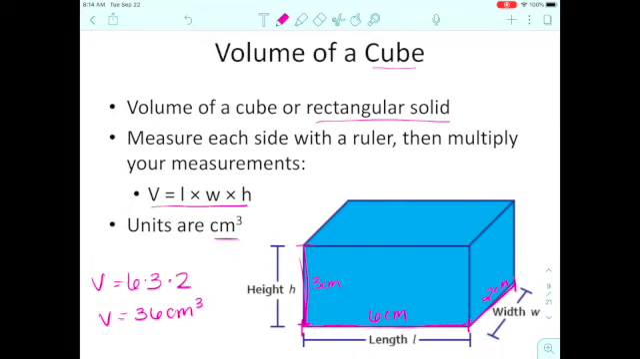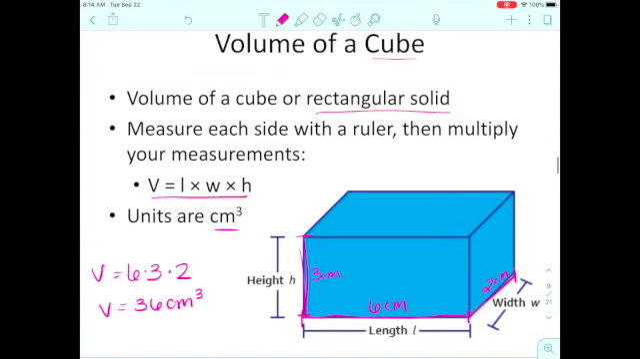So like I said, for a solid, we typically use centimeters cubed. And the reason it's centimeters cubed is because each side is measured in centimeters. And so you're going to do centimeters times centimeters times centimeters. So you're doing that 3 times. So centimeter cubed is how you get that unit. Okay?